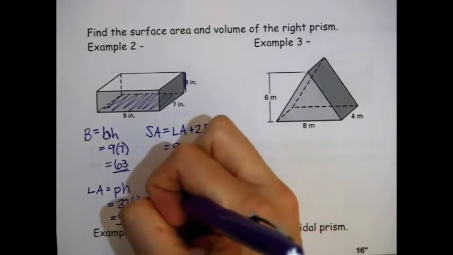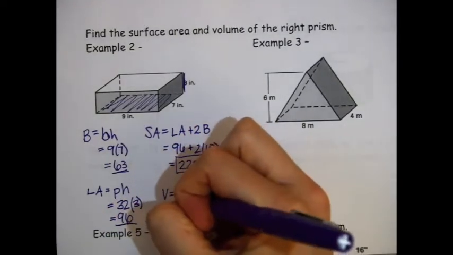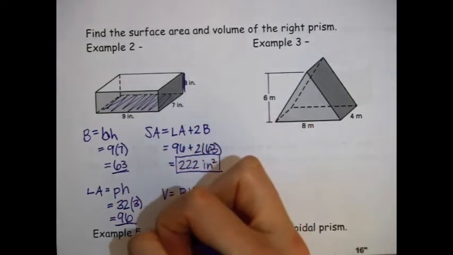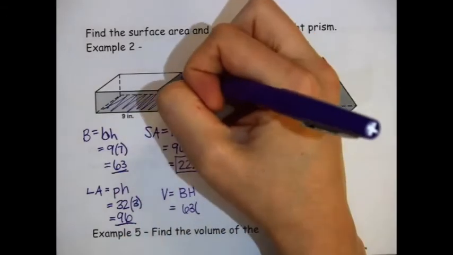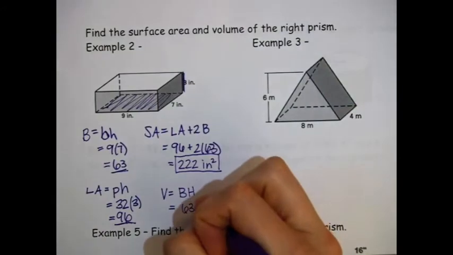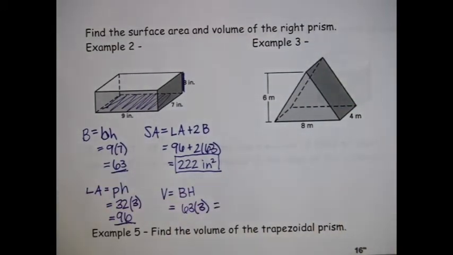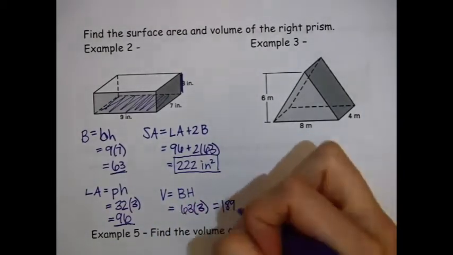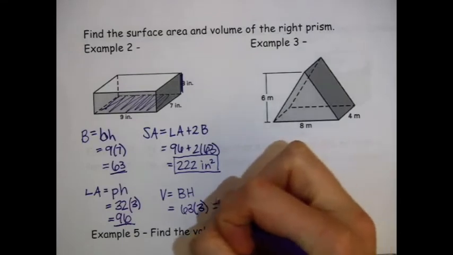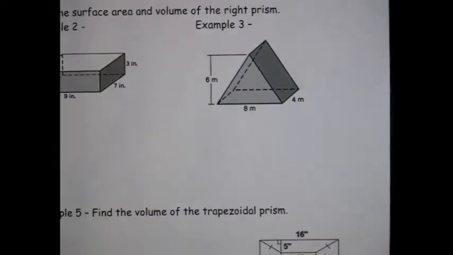And then my volume is area of the base times the height. So area of my base is 63, and my height again is 3. So 63 times 3 will give me 189. And my units for volume are inches cubed. Okay, I'm going to do the same thing for the next.